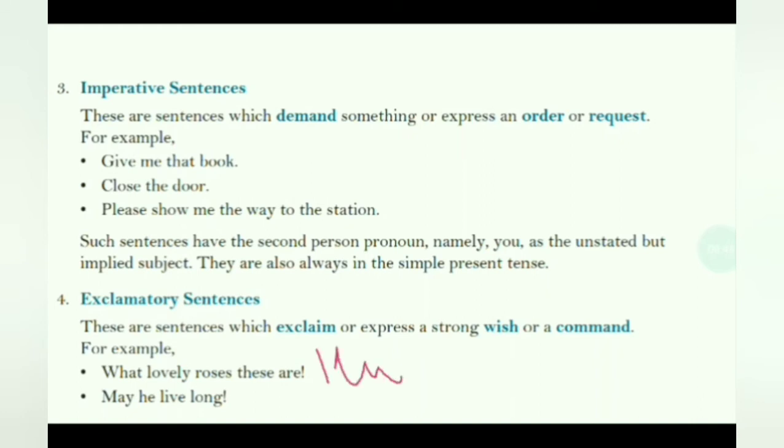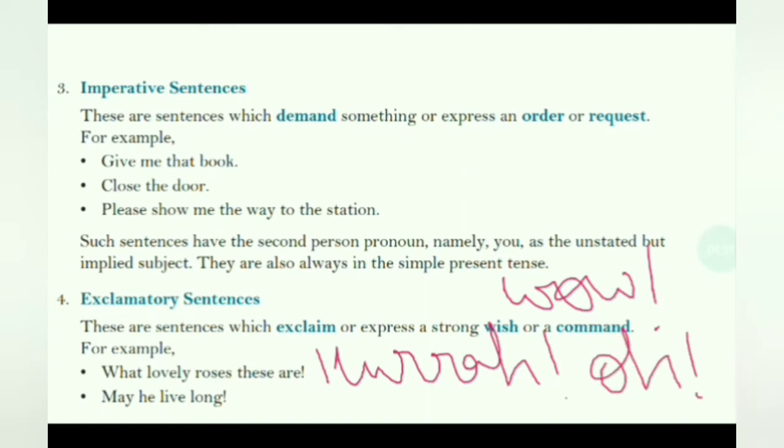And another thing, there are some words through which we can show our emotions or feelings, like hurrah, after this the sign of exclamation, or wow, oh, alas. So these kinds of words are called interjections. Through these words we can show our emotions also.